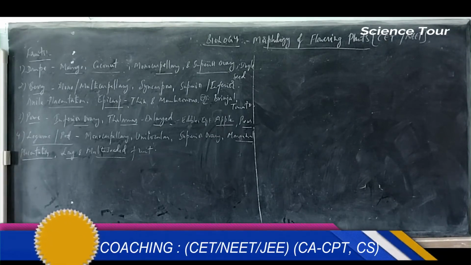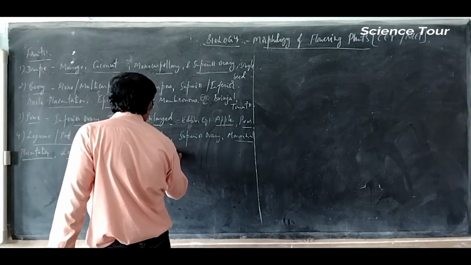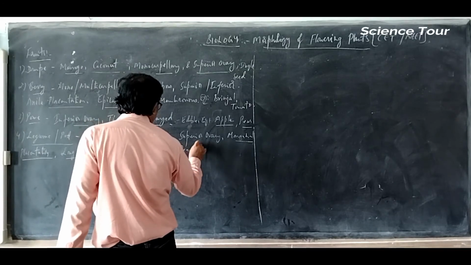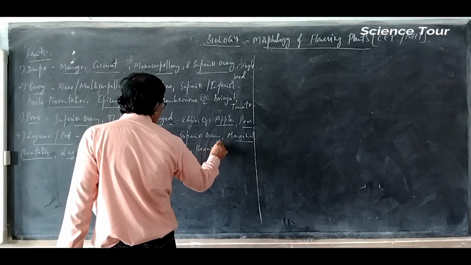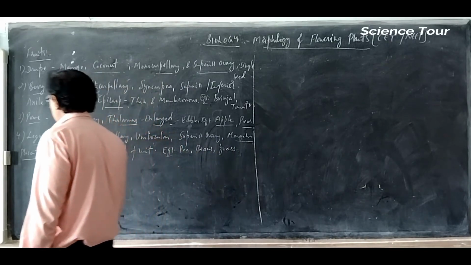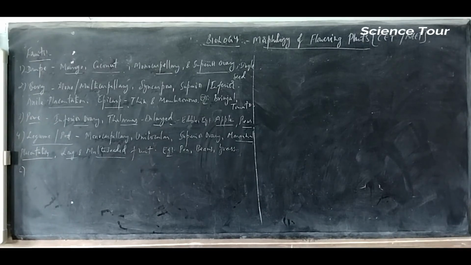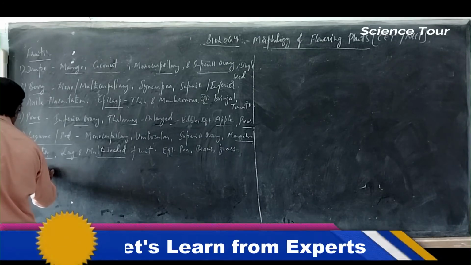Example pea, beans, then grasses. Pea, beans, grass are examples. So that is about legume or pod. Next coming to capsule. Capsule is the next type of fruit.